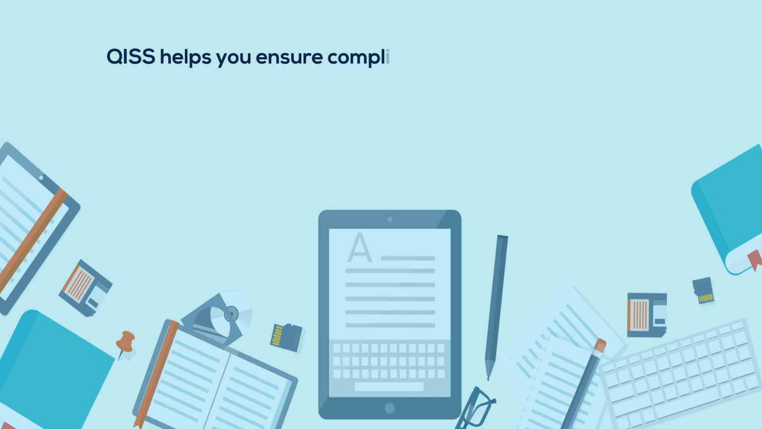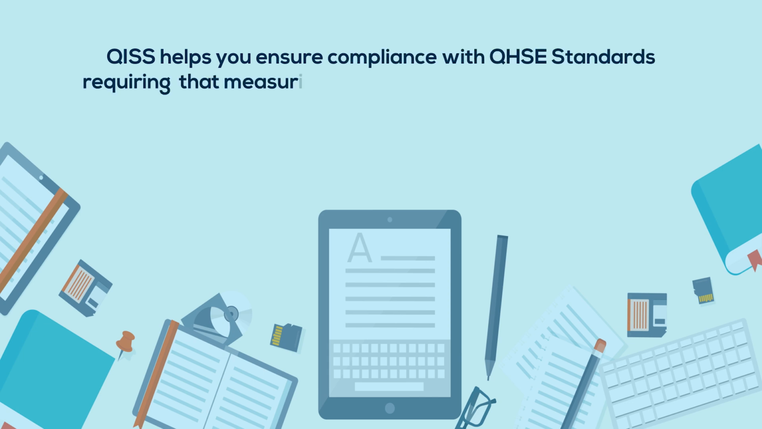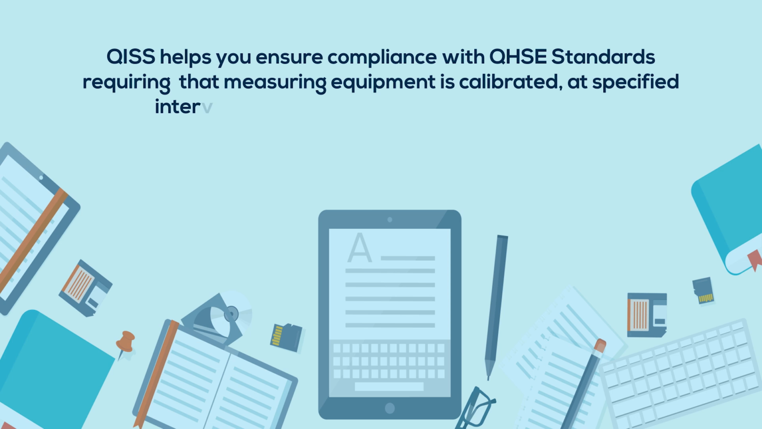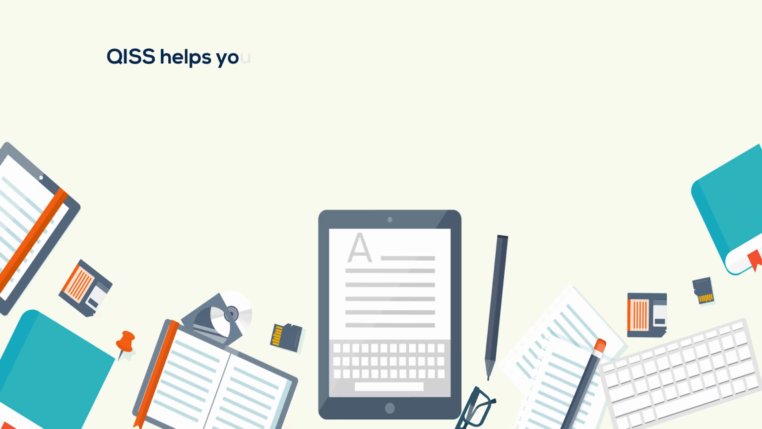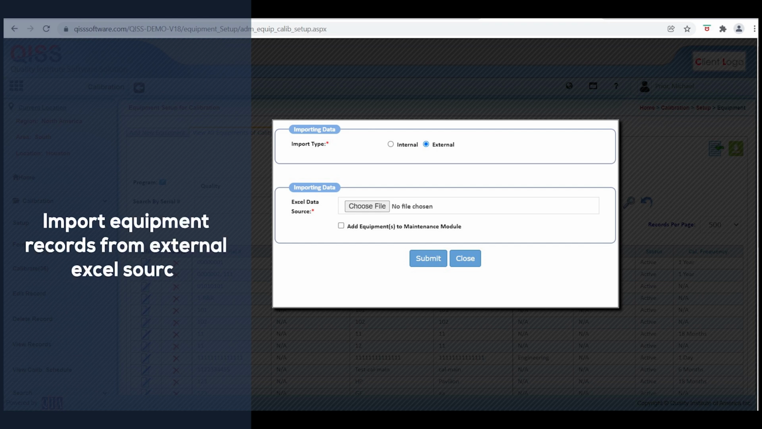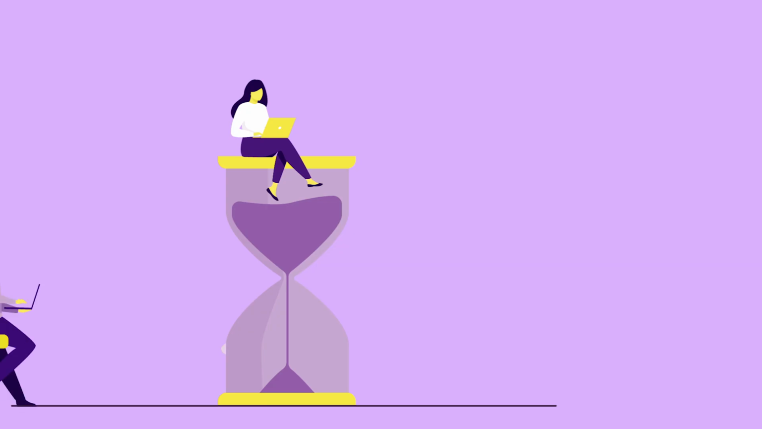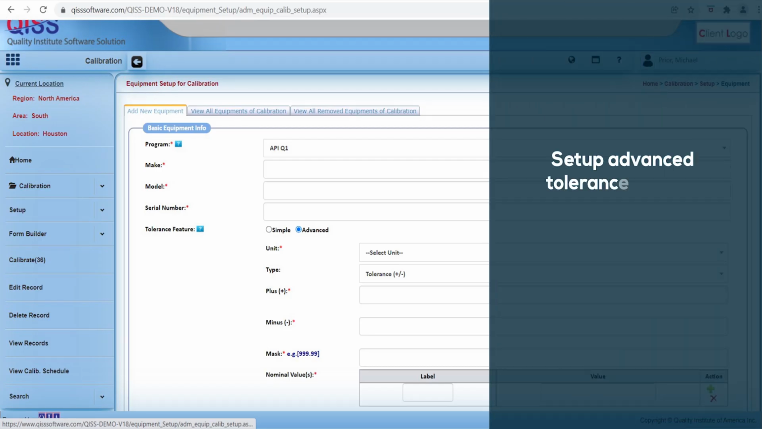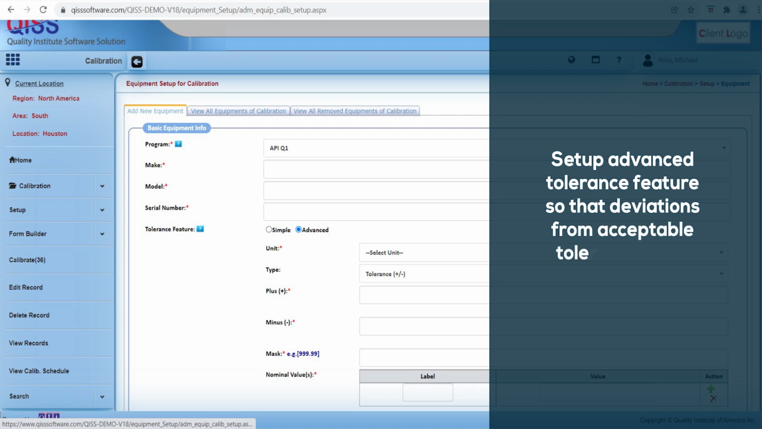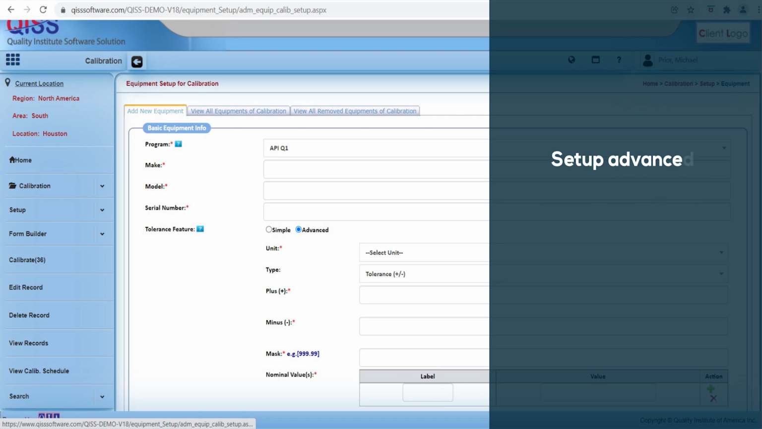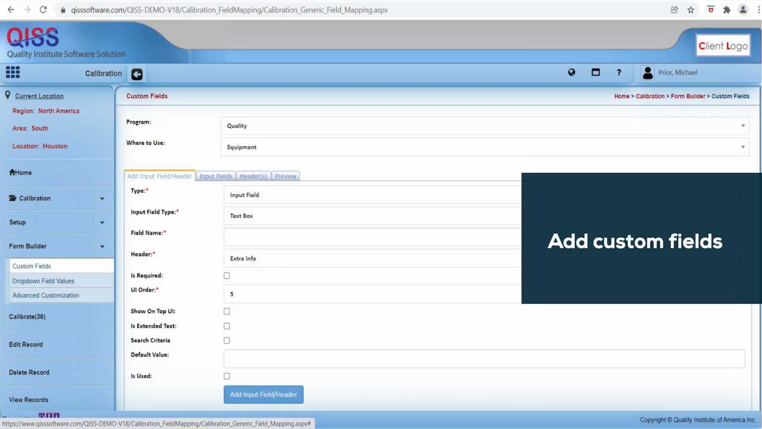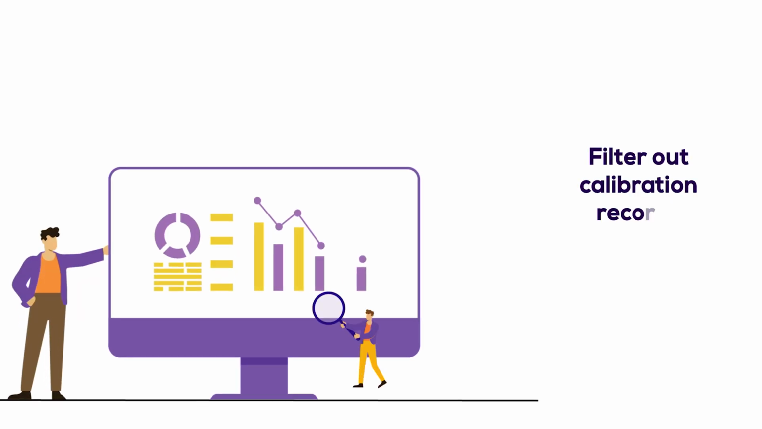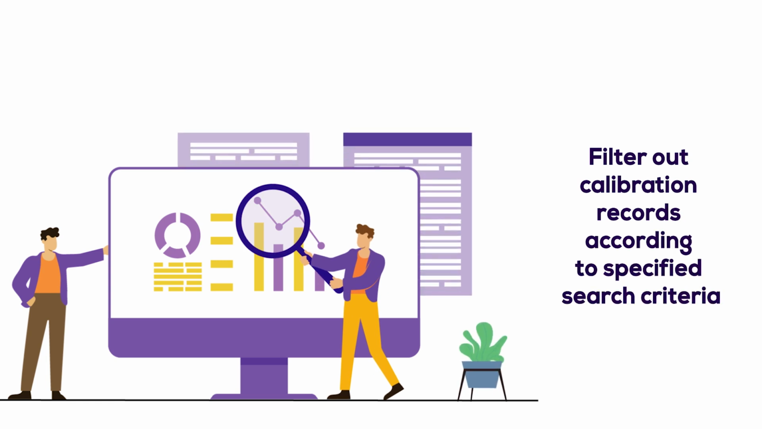QISS helps you ensure compliance with QHSE standards, requiring that measuring equipment is calibrated at specified intervals, by giving you the following capabilities. Import equipment records from an external Excel source. Inventory of measurement equipment. Set up an advanced tolerance feature, so that deviations from acceptable tolerance limits can be automatically flagged. Add custom fields. Filter calibration records according to specified search criteria.